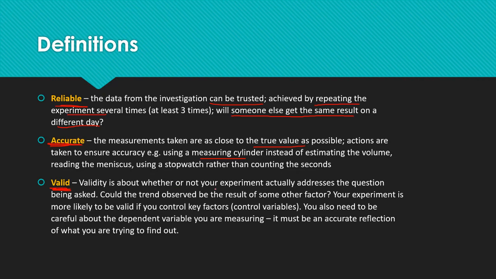Validity is about whether or not your experiment actually addresses the question being asked. Could the trend observed be the result of some other factor? So your experiment is more likely to be valid if you control the key factors, or these control variables. You need to be careful about the dependent variable you're measuring. It must be an accurate reflection of what you're trying to find out. So validity is all about controlling those control variables and only changing one thing so that it's a fair test.